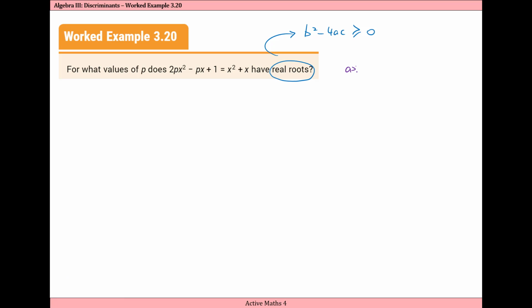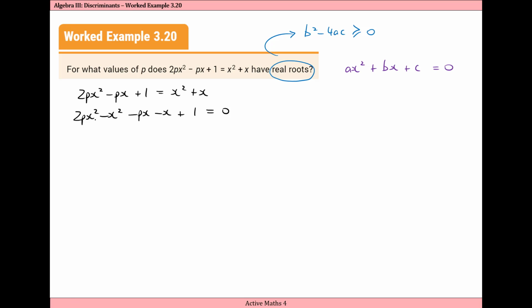the form ax squared plus bx plus c equals 0, so that we can assign values to a, b, and c and use it with the discriminant formula up here. So I'm going to write down the equation as it is, and then I'm going to try and collect all of the terms on the left hand side. So what we're going to do is subtract an x squared and an x from both sides to give me 2px squared minus x squared minus px minus x plus 1 equals 0.